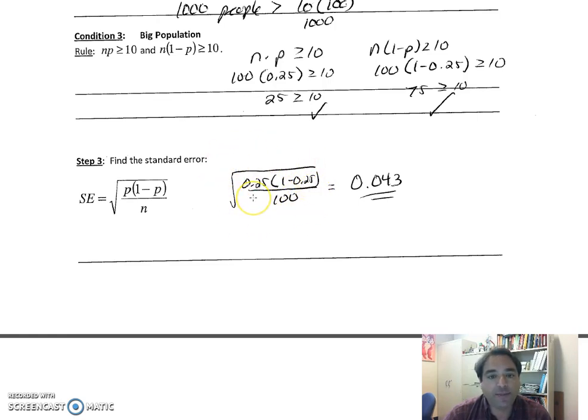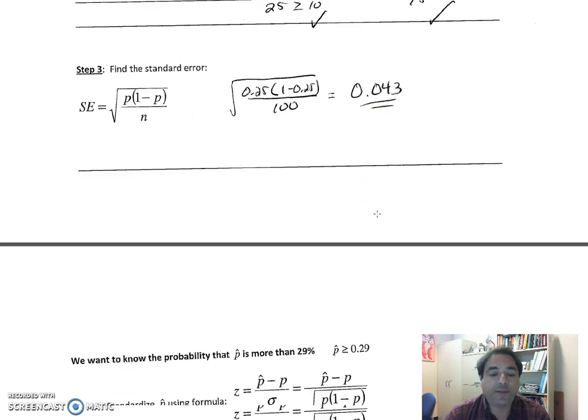This is a common mistake, people typing this in wrong. You should get 0.043. Be careful. Some people also forget that 0. Then, the next part's going to look very familiar.